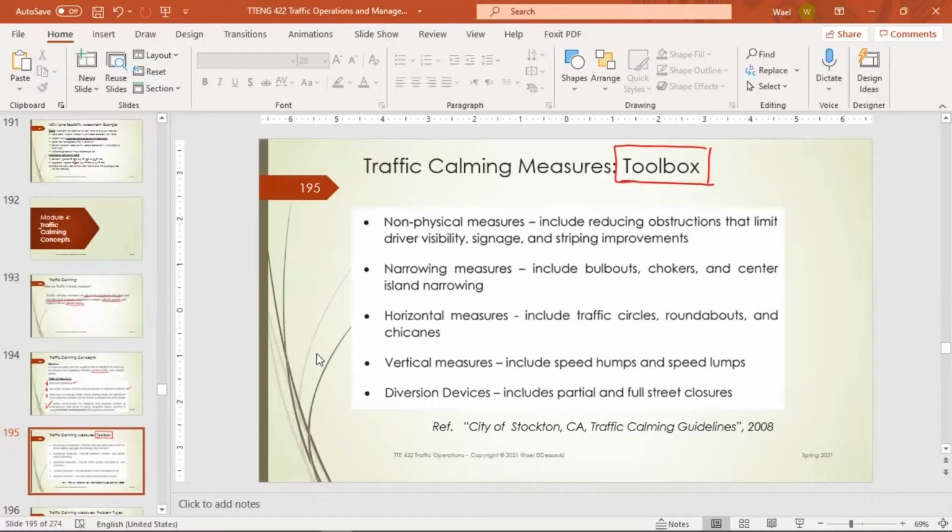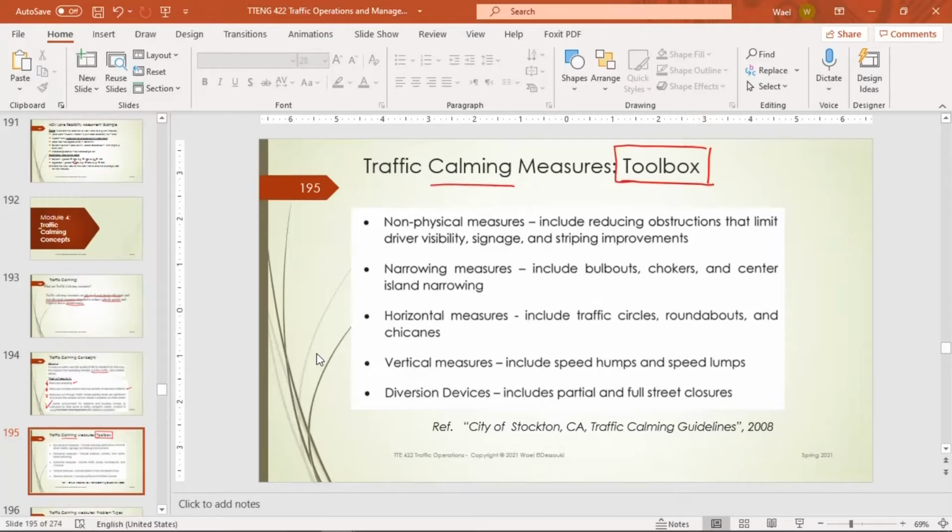Yes, go ahead. What's the meaning of calming? Calming. Reduce. That's the actual translation. Calming is basically making things peaceful, nice, calm. Okay.